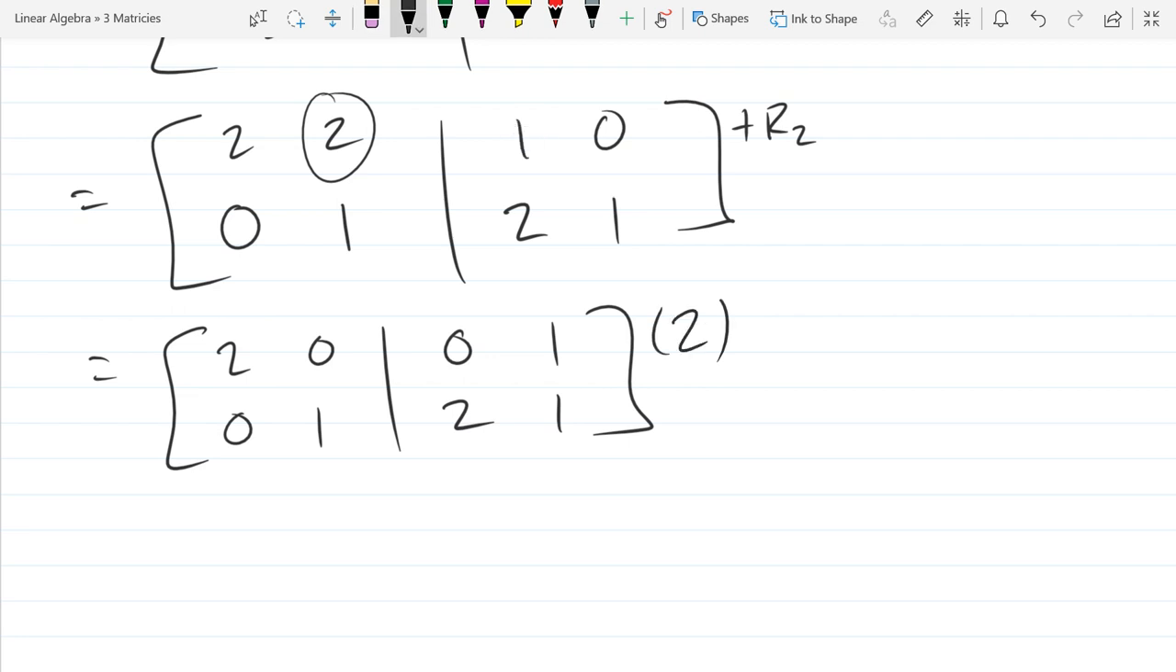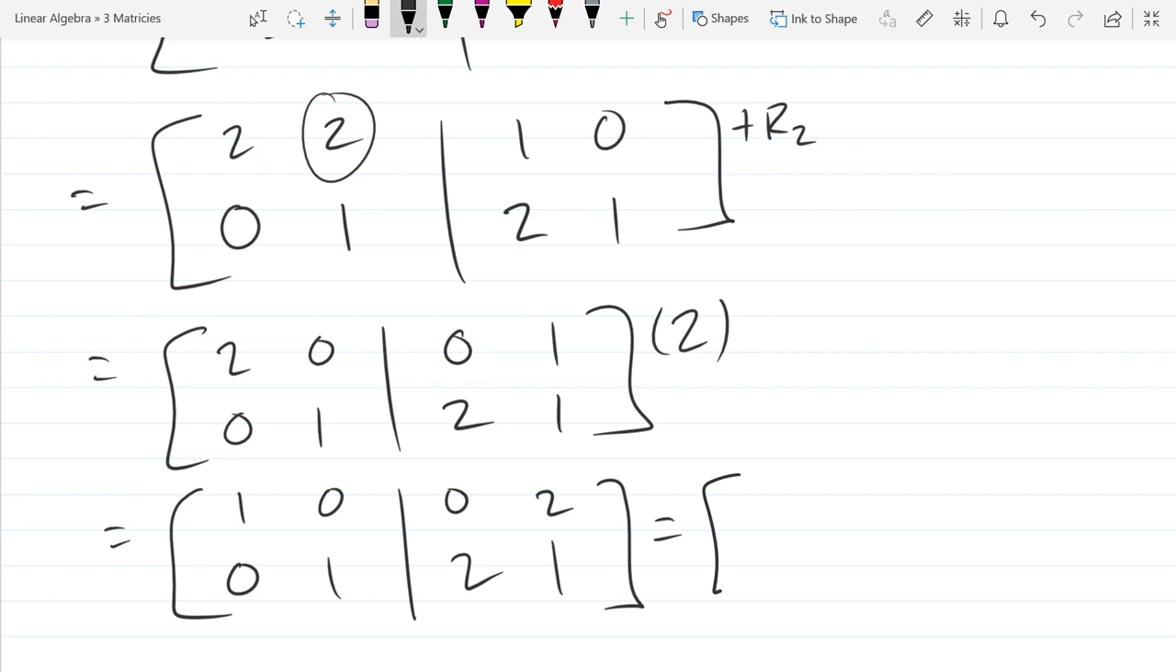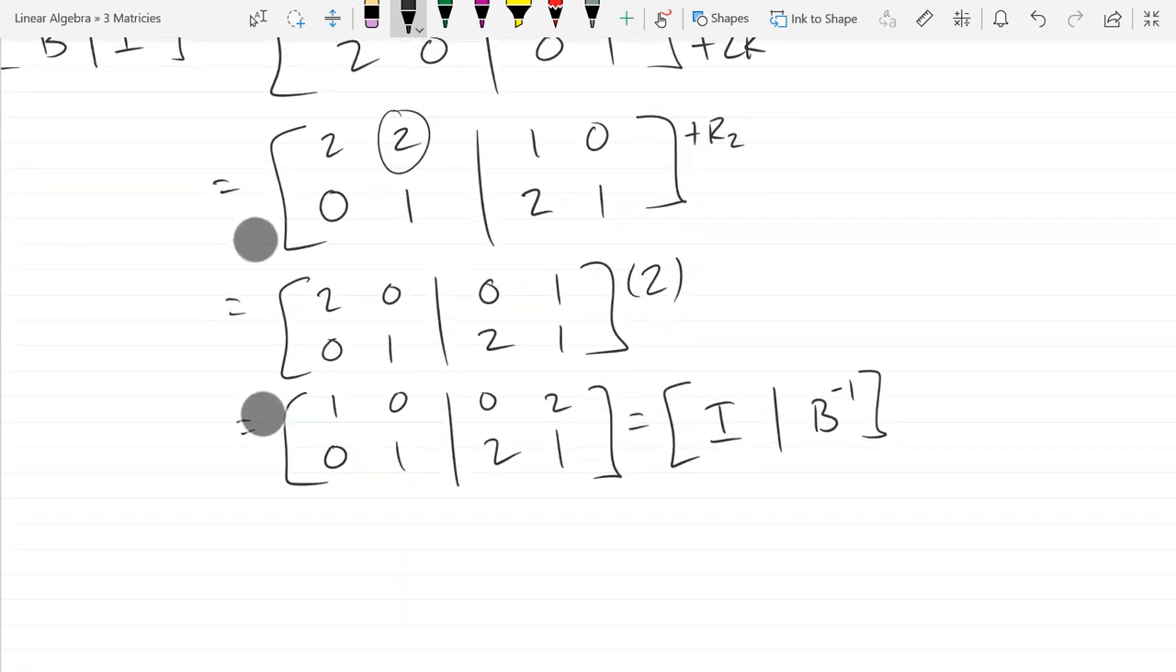2. Well, 1's not going to do anything. Multiplying by 0 is illegal. So there's only one choice left. It also happens to work. So 2 times 2 is 4, which is 1. 2 times 0 is 0. 2 times 0 is 0. 2 times 1 is 2. So now we have identity, and on the right, we should have B inverse.